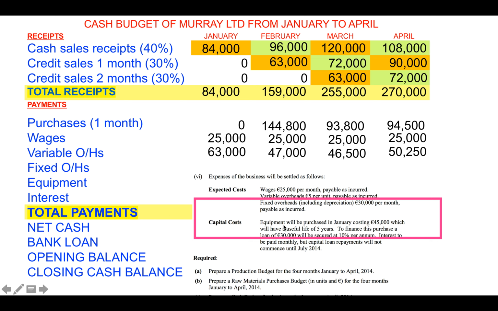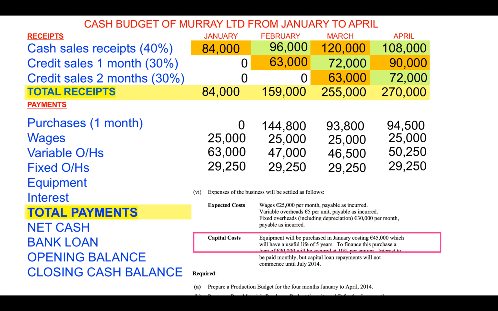We have equipment that's going to be purchased costing €45,000. That's going to have a useful life of 5 years. So 45,000 divided by 60 months is €750 depreciation per month. So therefore the fixed overheads without the depreciation is 29,250 when you take the €750 depreciation out of it.